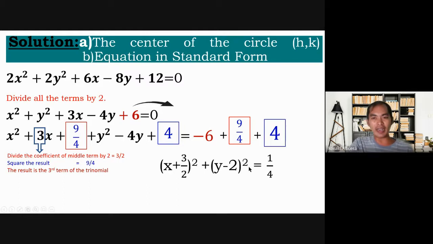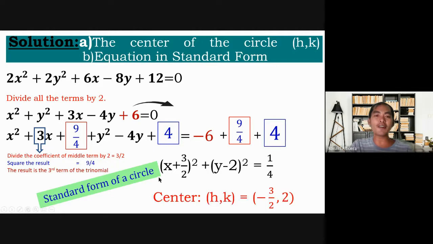Then square. Simplify the right side. Negative 6 plus 9 over 4 plus 4. Negative 6 plus 4 is negative 2. Plus 9 over 4 is 1/4. How did we get that? Negative 2 plus 9 over 4. What you will do is multiply the denominator to negative 2, which is negative 8. Plus 9, unlike signs, negative 8 plus 9 is 1 over 4. This is now the standard form of a circle.